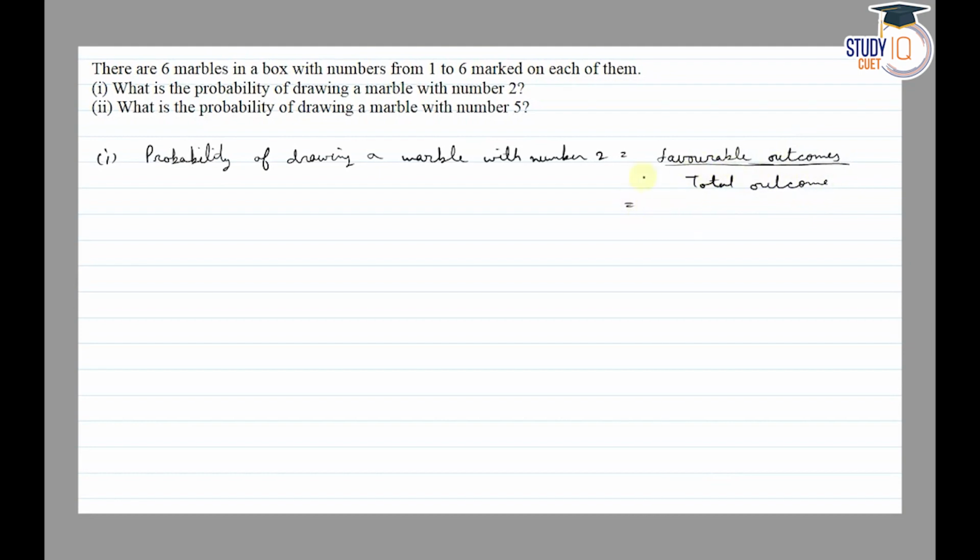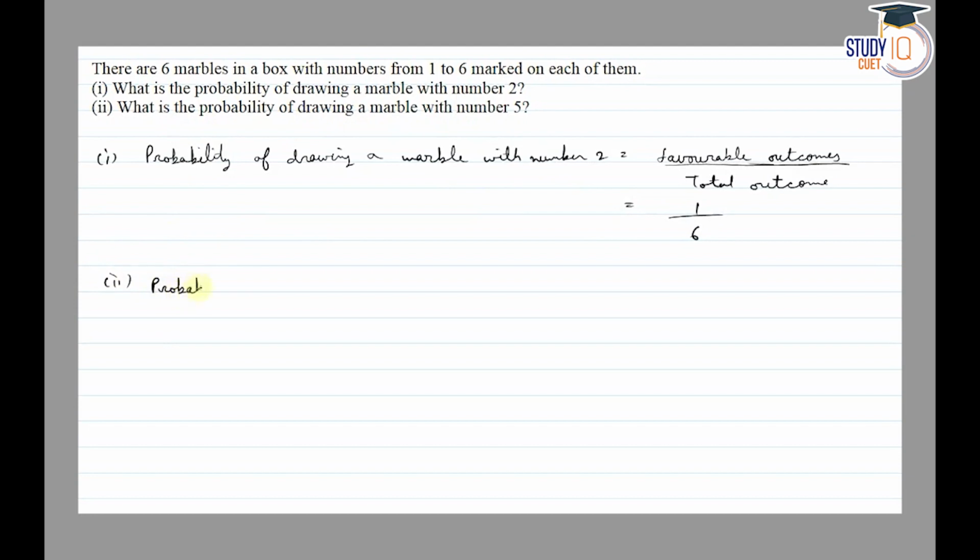So favorable outcomes we have only number 2, so 1, and total outcomes we have 6 marked, 1 to 6, so total will be 6, so probability will be 1/6. And in second, what is the probability of drawing a marble with number 5?